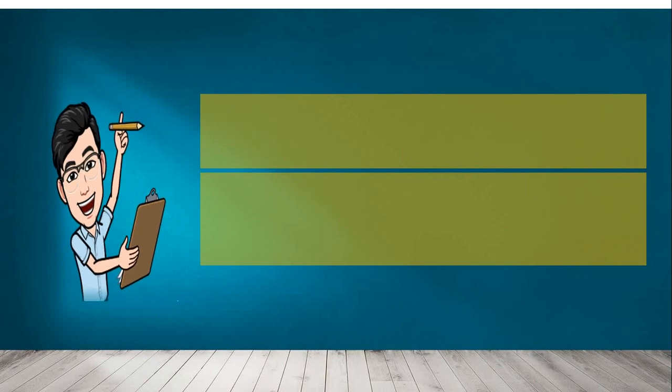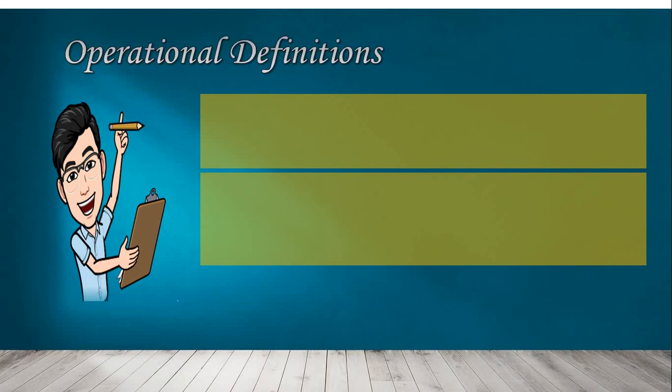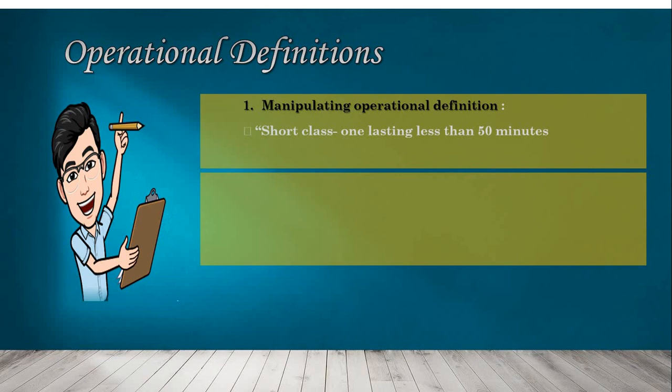On the other hand, we have other ways of classifying operational definitions. First, we have manipulating operational definition. Examples: short class is defined as one lasting less than 50 minutes. Long class is defined as one lasting more than 50 minutes. So as you can see in the examples, these are manipulated by the researcher. It depends on how the researcher manipulates it.